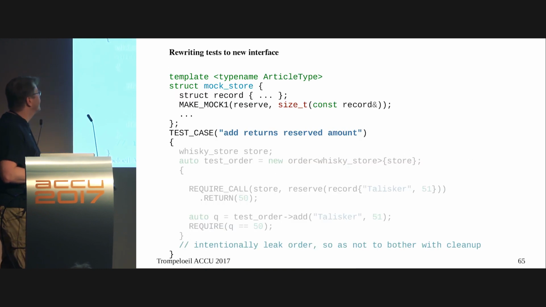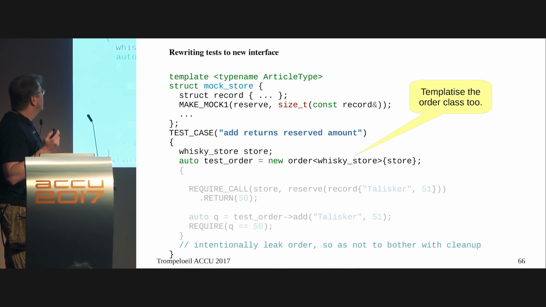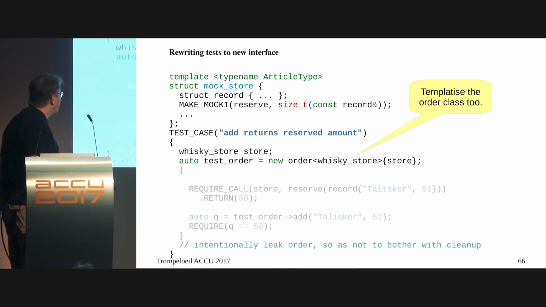So let's write a test. New test, because the game has changed. Add returns a reserved amount. So create an order object, code smell, I intentionally leak memory. You don't have to say that, Peter. There are reasons for that. We'll come back to it.